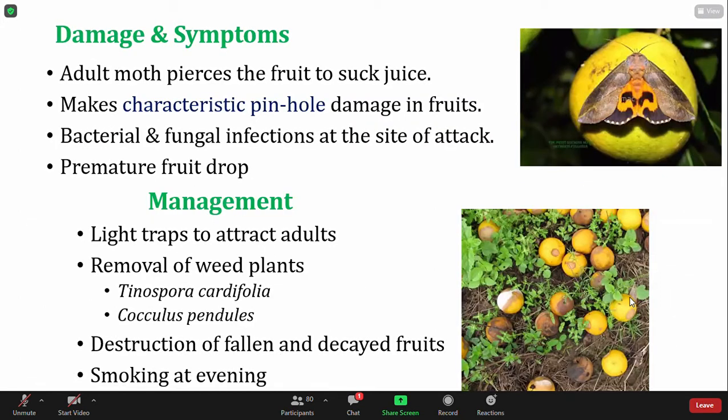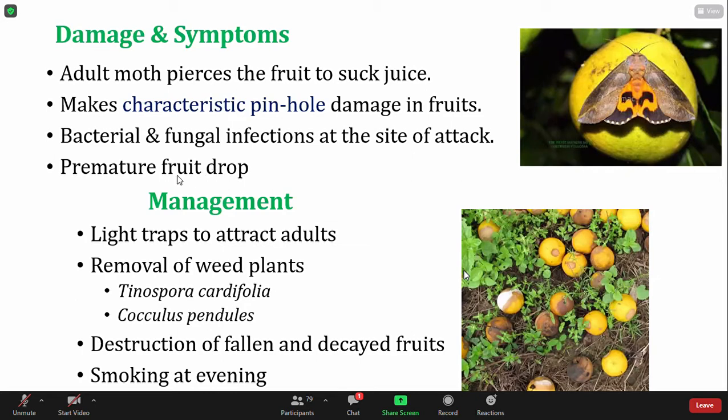The damage and symptoms of this pest: the adult moth pierces the fruit to suck the juice, right? So it makes characteristic pinhole damage in fruits. When you are observing, you can see small pinholes on the fruit's surface. Through the hole, bacterial and fungal infection starts, and this is called the secondary infection, right? When the pest attacks, thereafter the fungus and bacteria start their infection.